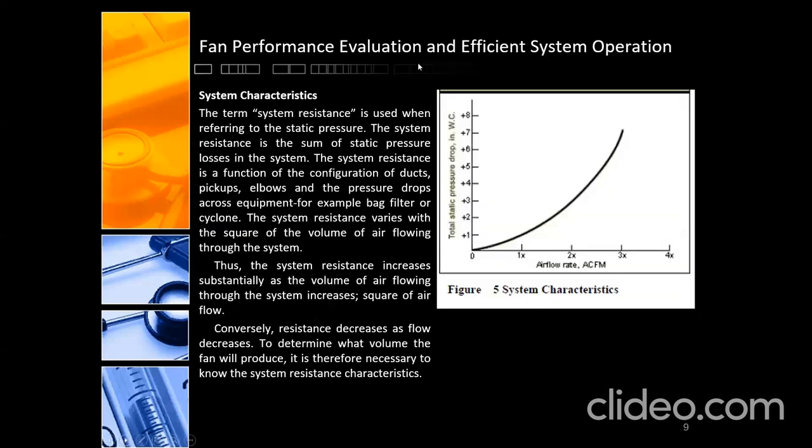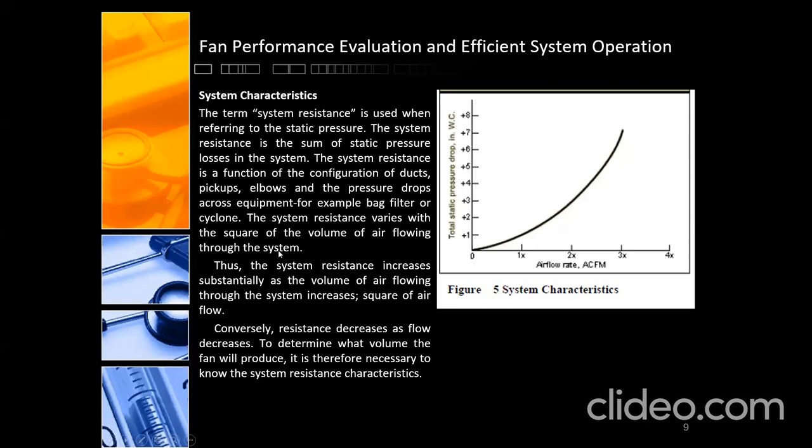Next is fan performance evaluation and efficient system operation. So, system characteristic. Ito yung kinatawag na system characteristic. Curve ng actual airflow, CFM, versus total static pressure drop. The term system resistance is used when referring to static pressure. The system resistance is the sum of static pressure losses in the system. The system resistance is a function of the configuration of ducts, pickups, elbows, and pressure drop across equipment, for example, bag filter or cyclone.